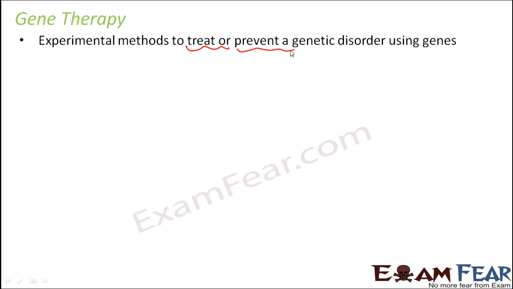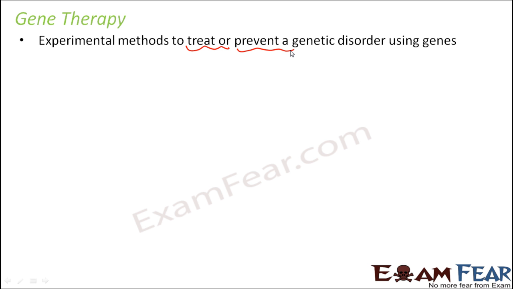Due to these kinds of errors, sometimes it might happen that in an embryo there is some gene which is extremely important, but that gene is missing. In that case, when the child is born, the child will be suffering from some genetic disorder or disease. So these types of disorders or defects present in a person due to defects in the genes are termed genetic disorders. These disorders can be treated, or we can even prevent them, using gene therapy.